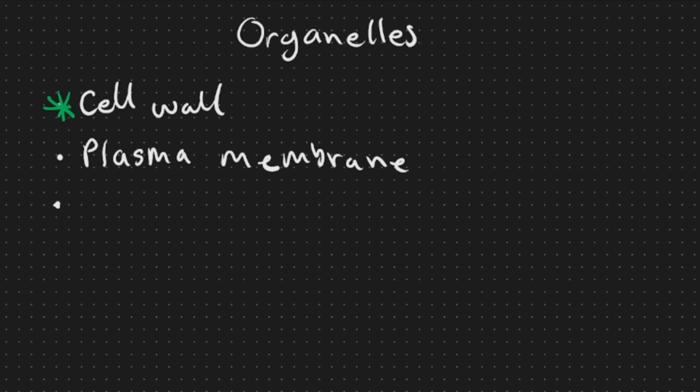Next, the cytoplasm. The cytoplasm is kind of the rest of the cell. It is a gel-like substance that fills the entirety of the cell, and it's what the organelles are inside of. This allows for communication between the organelles.